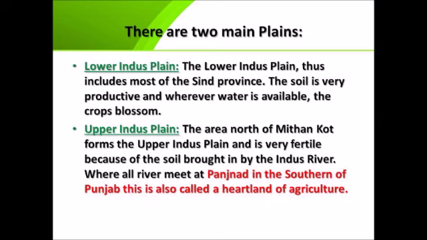The Lower Indus Plain thus includes most of the Sindh province. The soil is very productive and wherever water is available, the crops blossom. Second one is Upper Indus Plain. The area north of Mithankot forms the Upper Indus Plain and is very fertile because of soil brought in by the Indus River, where all rivers meet at Panjnad in the south of Punjab. This is also called the heartland of agriculture.